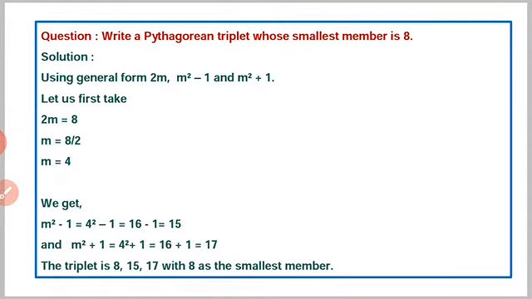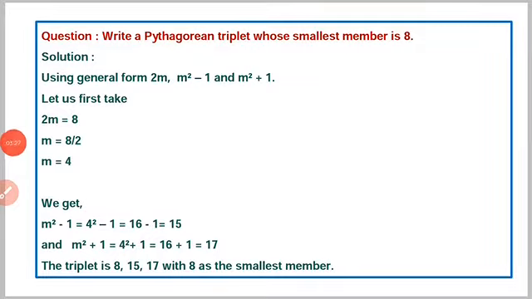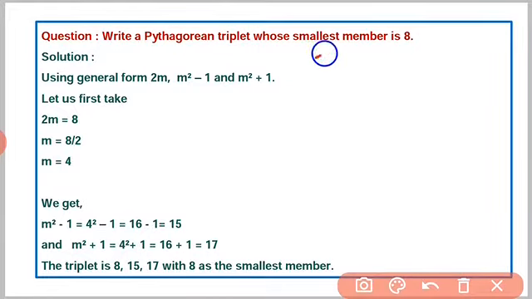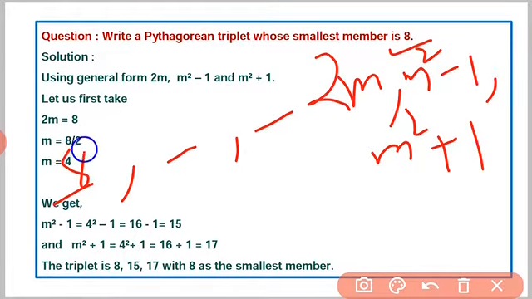Write a Pythagorean triplet whose smallest member is 8. So let's start this. We know the general form of a Pythagorean triplet, that is 2m, m squared minus 1, m squared plus 1. We have been given one of the members, that is 8. In the Pythagorean triplet set, one of the numbers is 8 and it is the smallest member. So let's find the other two numbers.